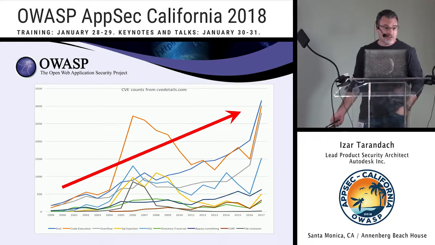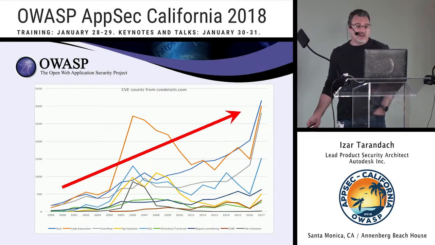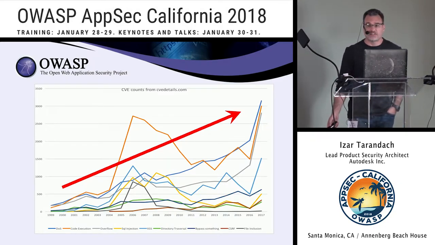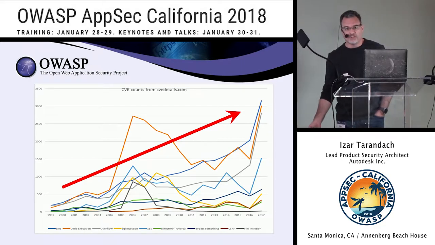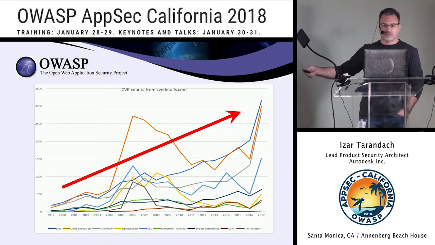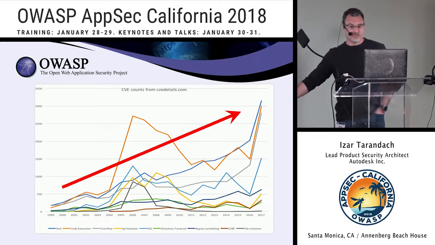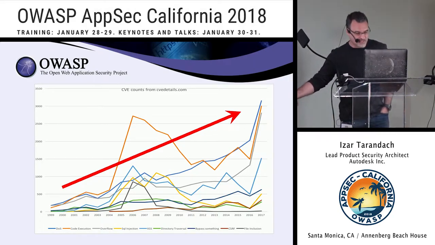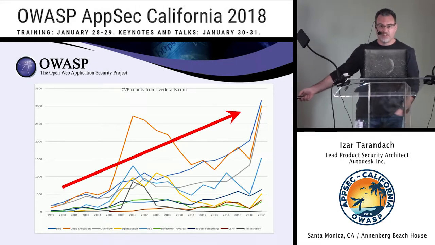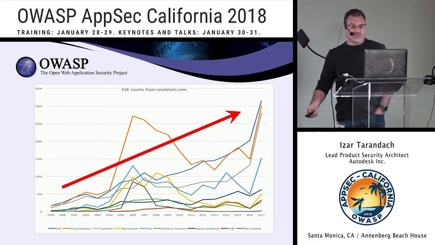They are going up. And these are CVE counts. They are not findings. So this is not our tools getting better. This is not our processes getting better. This is the stuff that actually went out of the door and was found in the field. So if these keep coming up all the time, it probably means that we are not doing such a good job as we think that we are.